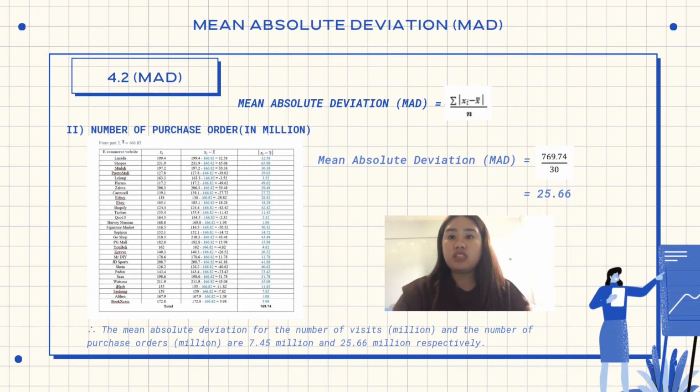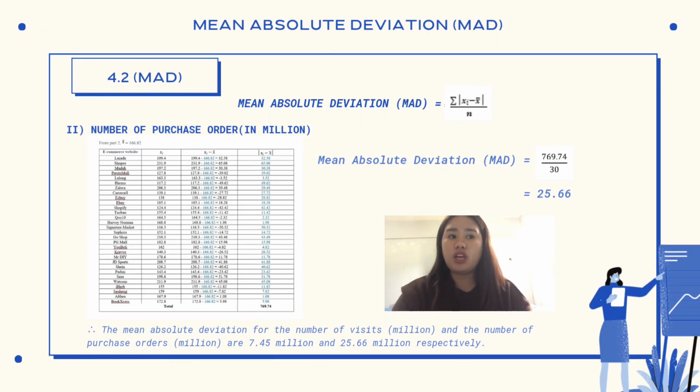Next is the mean absolute deviation for the number of purchase orders, where we use the same formula and the same technique to find x minus x bar. The mean absolute deviation for the number of purchase orders is 769.74 over 30, which equals 25.66. In conclusion, the mean absolute deviations for the number of visits in million and the number of purchase orders are 7.45 million and 25.66 million respectively.